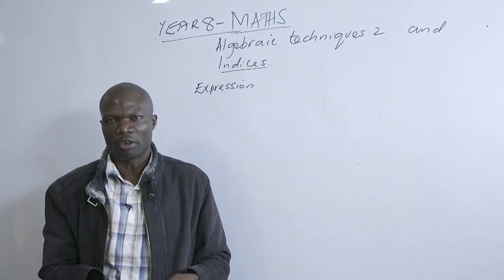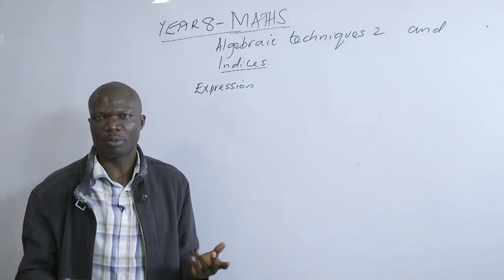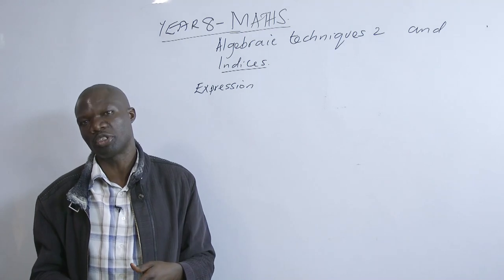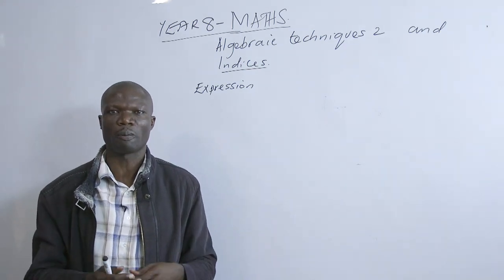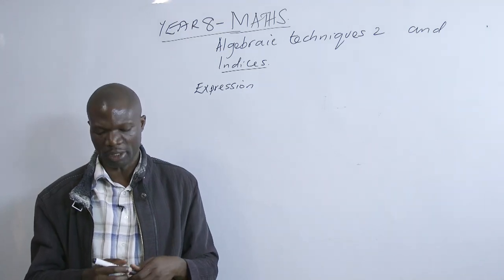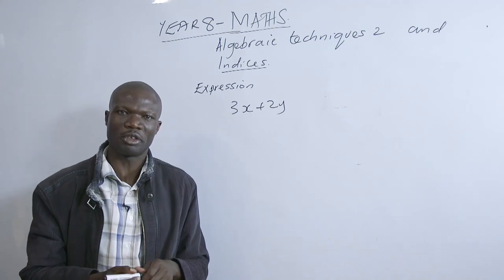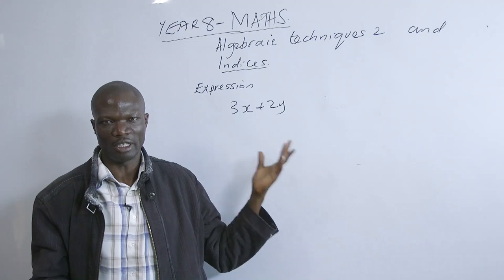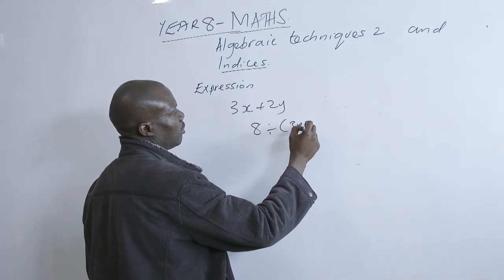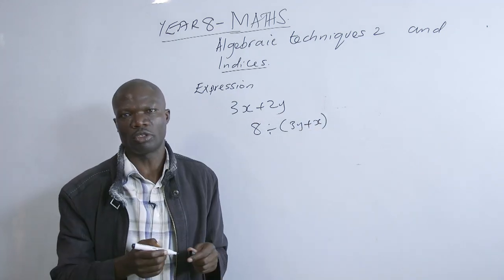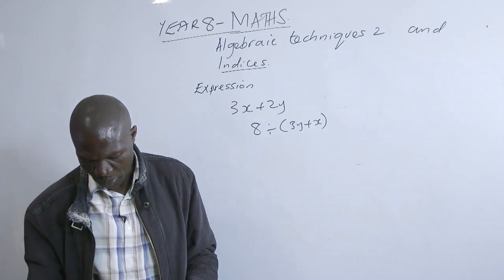So what would you understand by an expression? In most cases, an expression is simply a combination of numbers, pronumerals, and mathematical operations. The numbers, the pronumerals, and mathematical operations together make what we call an expression. For example, we can have 3x plus 2y. This is a combination of pronumerals, numbers, and mathematical operations. This is an expression. Even that one also is an expression. So an expression is a combination of pronumerals, numbers, and mathematical operations.